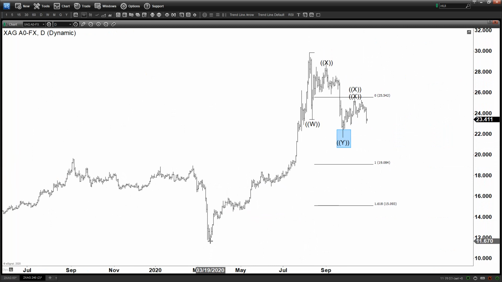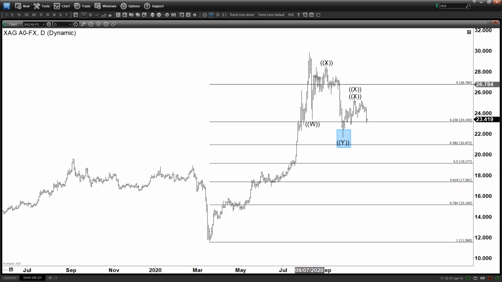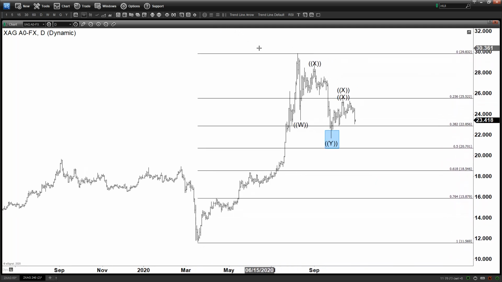Secondly, if we take a look at the daily, now take a look at this from 11 to $30. This is from March all the way to August. It's a very, very fast rally here. If you just simply use retracement here, you will see that we hit the 38.2, but we never hit 50%. So we can hit somewhere between, let's say, 50% to 61.8% retracement. That's around 20.7, 18.5, which is a possible target on the downside using the retracement.